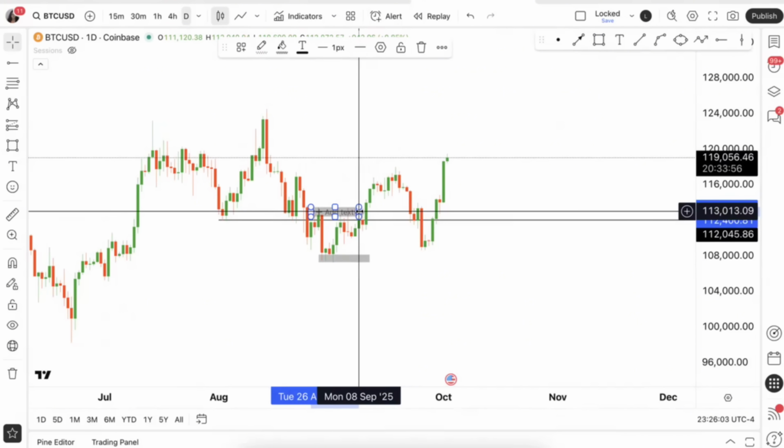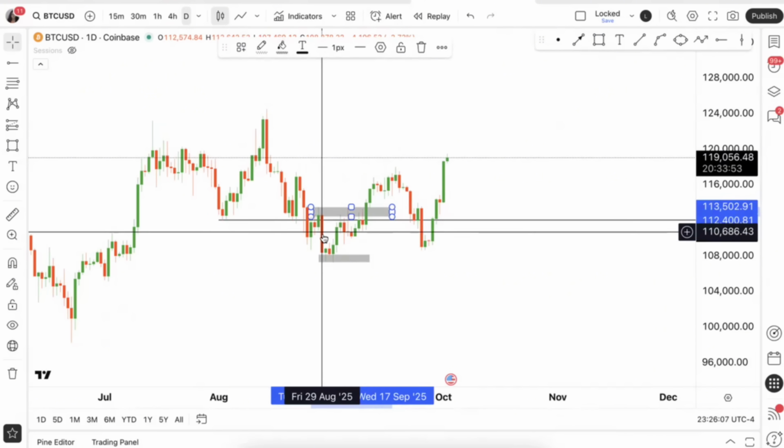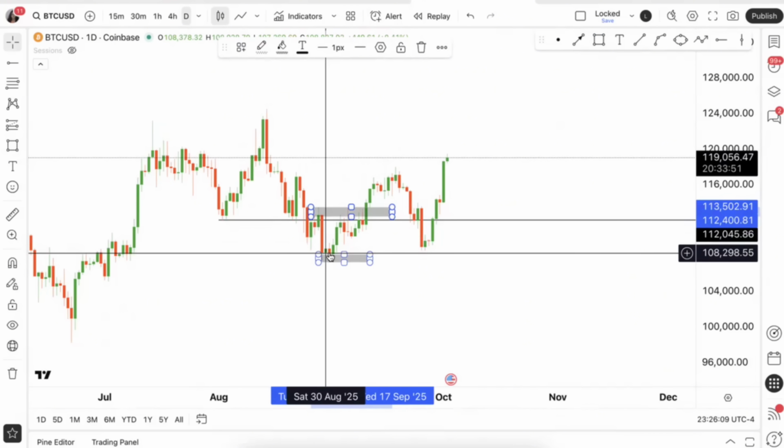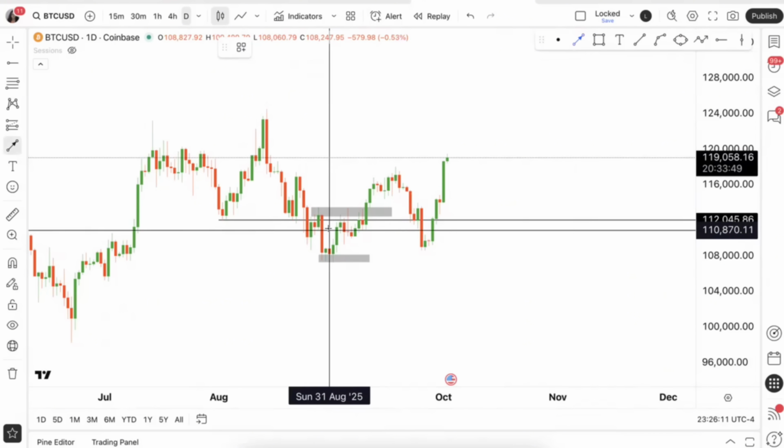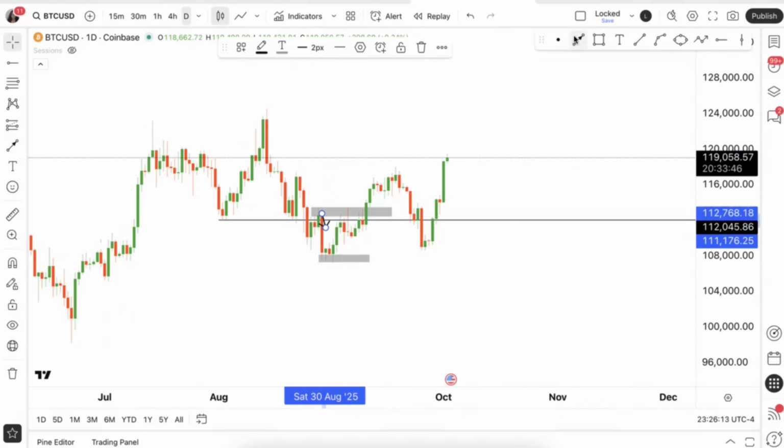So I'm going to drag this across. This level sells. We get here. So in between this level, we have sellers here, buyers here.